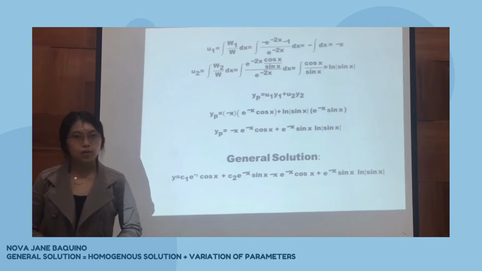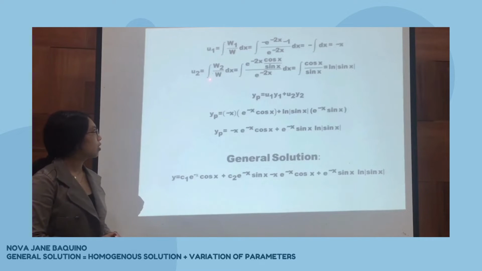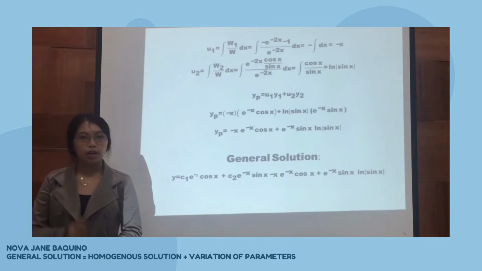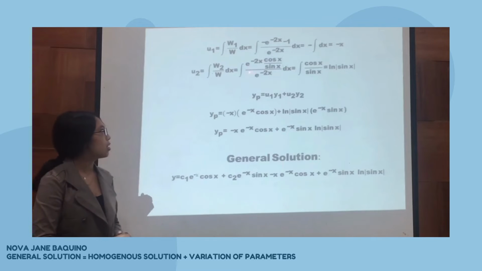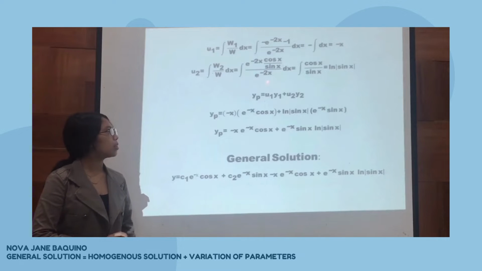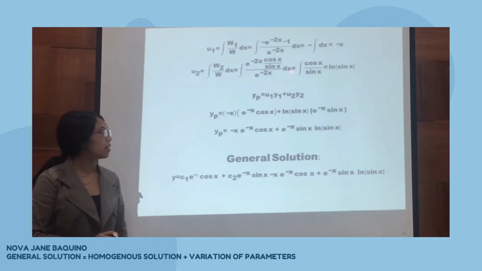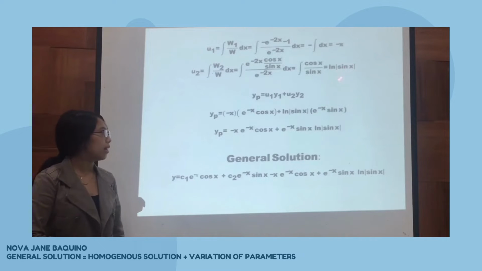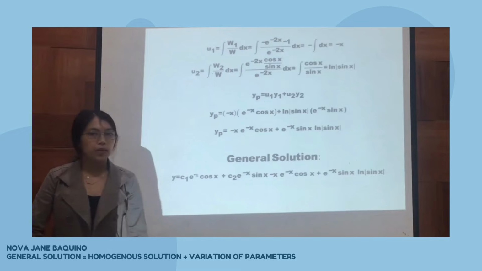And for u sub 2, which is the integral of w sub 2 over w dx, it is equal to the value of w sub 2, which is e to the negative 2x cosine x sine x, over the value of w, which is e to the negative 2x, dx. So the result is the integral of cosine x over sine x, which is equal to ln the absolute value of sine x.